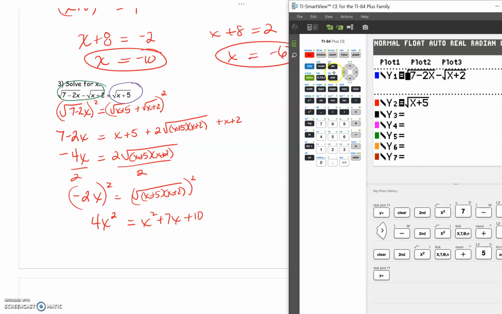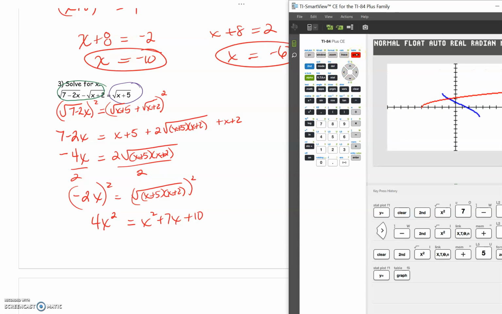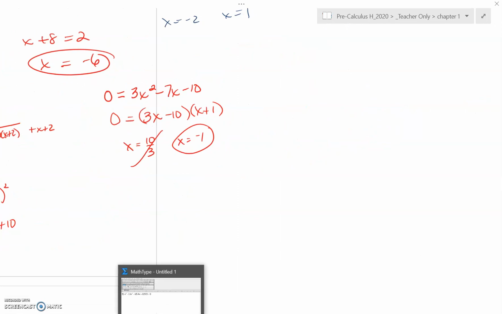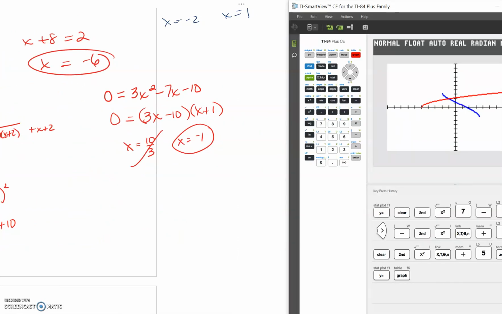I'm just going to do a zoom 6 right now and look at the graph. Do you see how where those two expressions intersect, that would be your answer? Let me move my answers over here. I'm guessing it's at -1, but you see that those two graphs do not intersect at 10/3. So again, the graph just confirms that 10/3 was an extraneous solution. Just to be sure, you should probably do intersect.